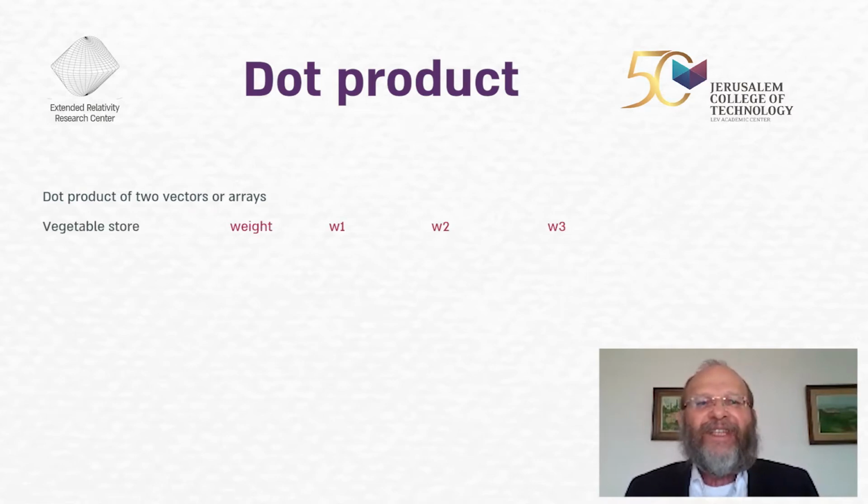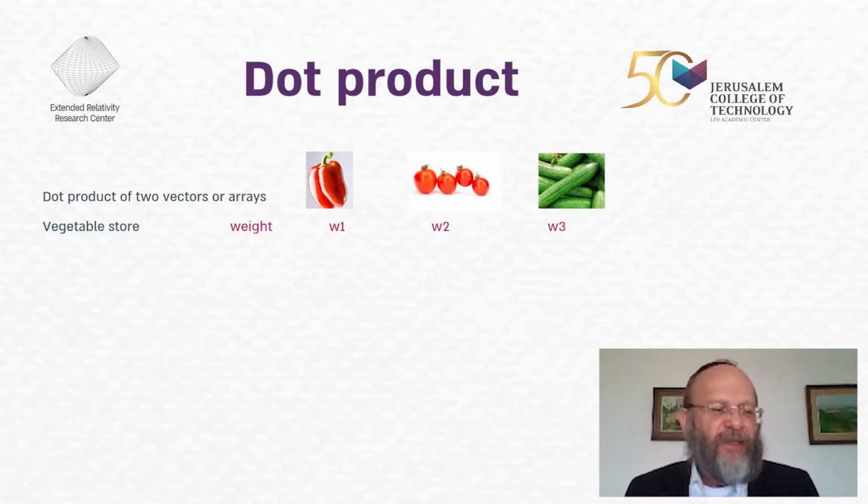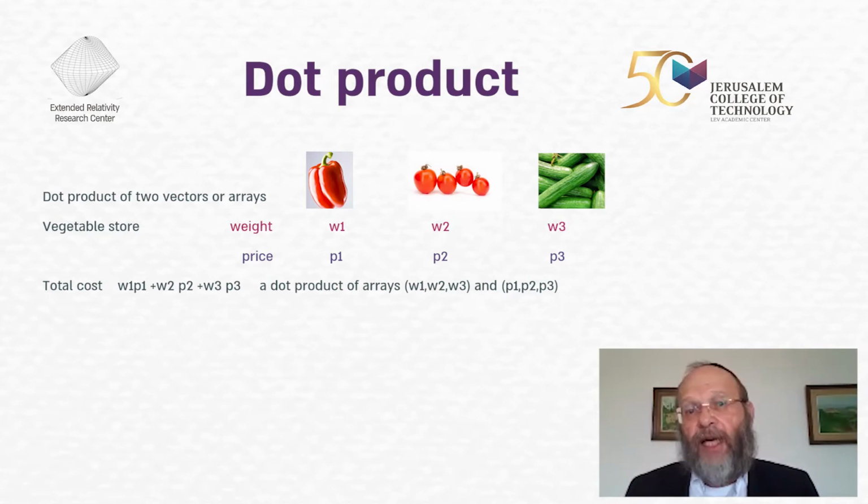I want to show you that this operation also appears in very different situations. For instance, you start with a vegetable store. You come in and you want to buy a few vegetables: peppers, tomatoes, cucumbers. How do we buy? We pick them up and put them on the scale, and we get an array: the weight of the peppers, the weight of the tomatoes, and the weight of the cucumbers. Then there is another array, called the price, P1, P2, P3, of each one of the items. And the total cost is exactly a dot product.